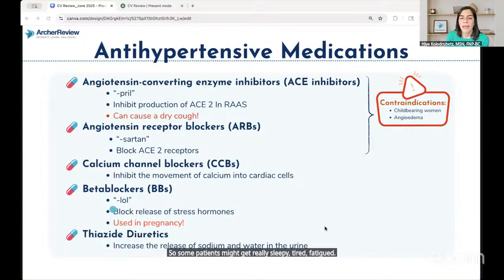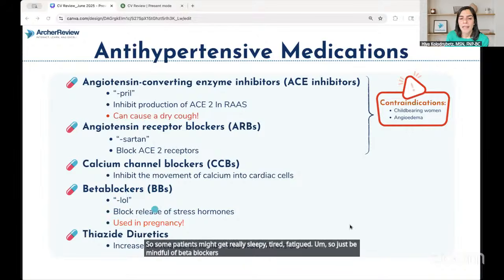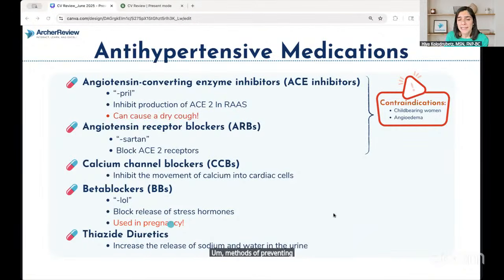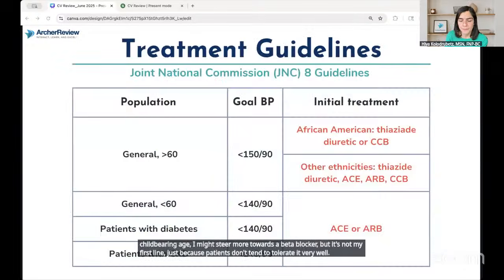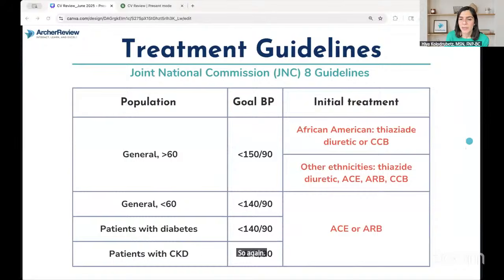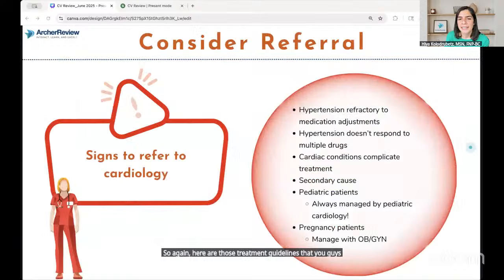So just be mindful of beta blockers. It's not my first line, but if I'm really thinking someone is considering pregnancy, or I'm worried that they're not using any contraception or any methods of preventing a pregnancy, and it's a new diagnosis and their childbearing age, I might steer more towards a beta blocker, but it's not my first line just because patients don't tend to tolerate it very well. So again, here are those treatment guidelines that you guys can look up with JNC8.